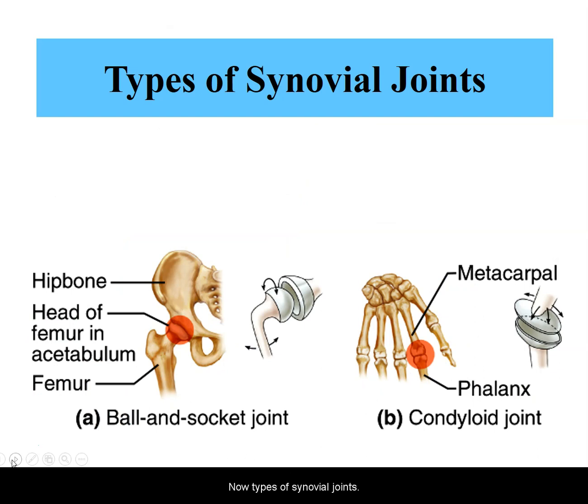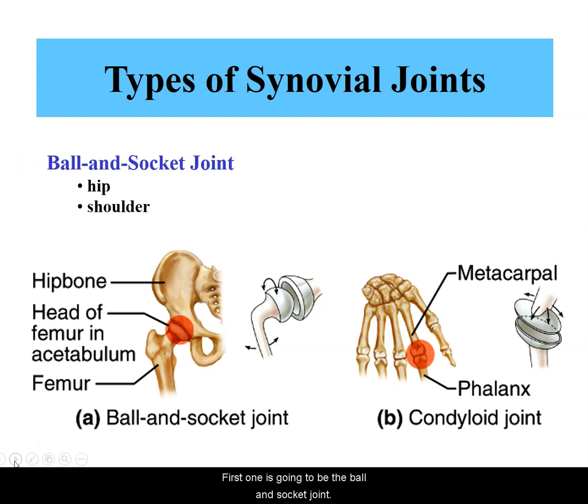Now, types of synovial joints. The first one is going to be the ball and socket joint. It allows for most possible movement, rotation in all directions.